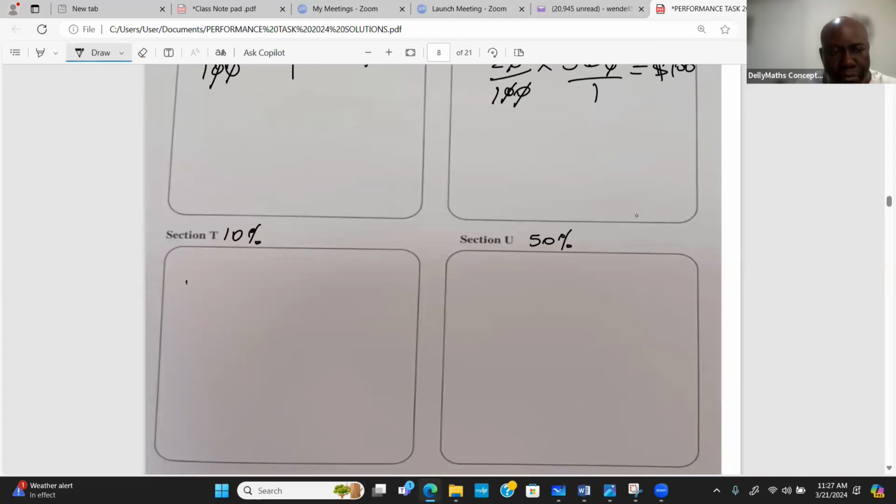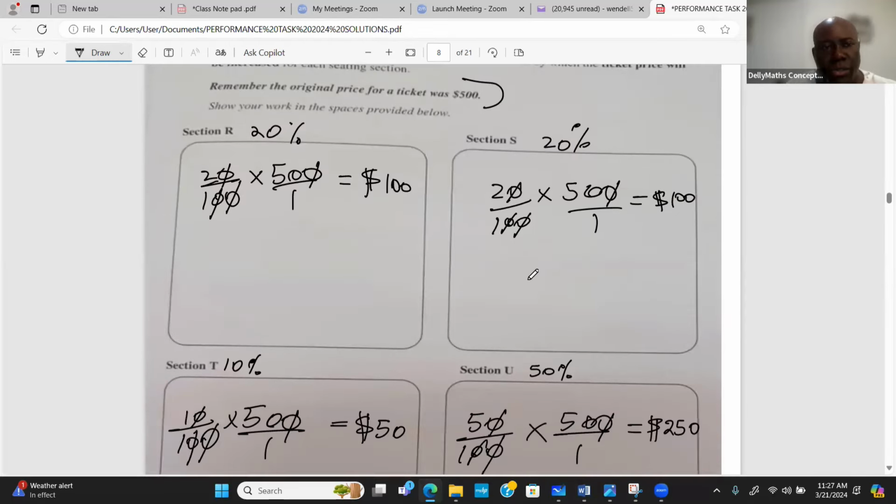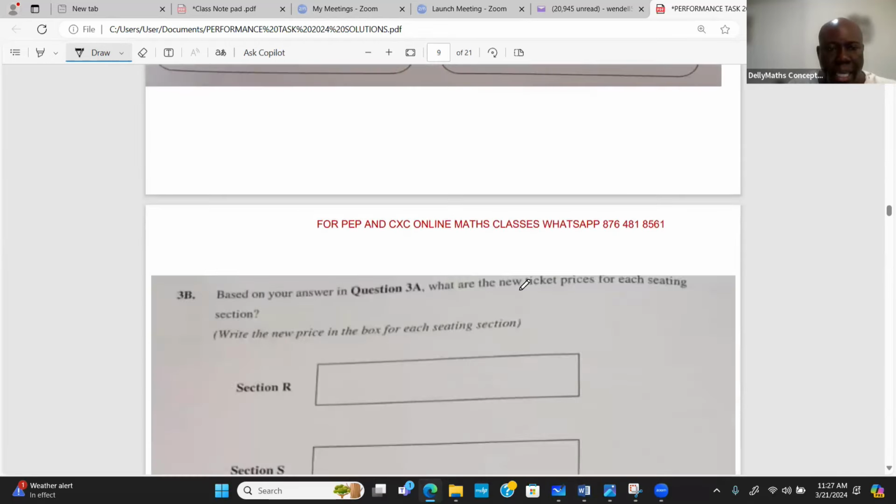And 10% here for the seat at the back times 500. This 0 cancels that, this 0 cancels that. 1 times 50 will give you 50. All right. And then the VIP section is 50%, 50 over 100 times 500. And this 0 cancels that, this 0 cancels that. So 5 times 50 is going to give us a 250 increase. All right. So these are amounts that will be added to the original for each section that you're sitting. All right, let us look now.